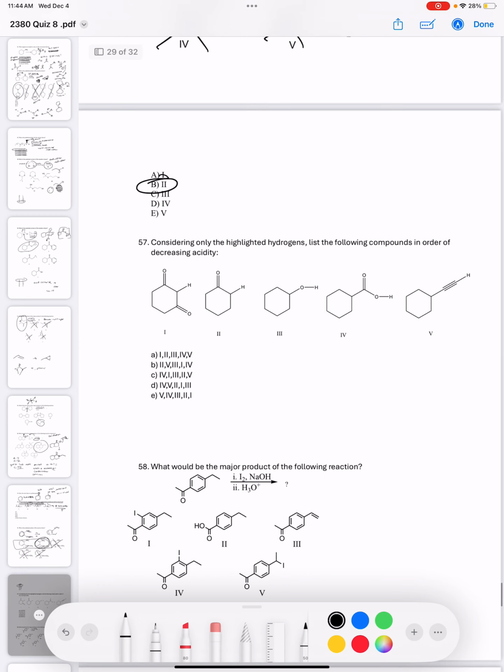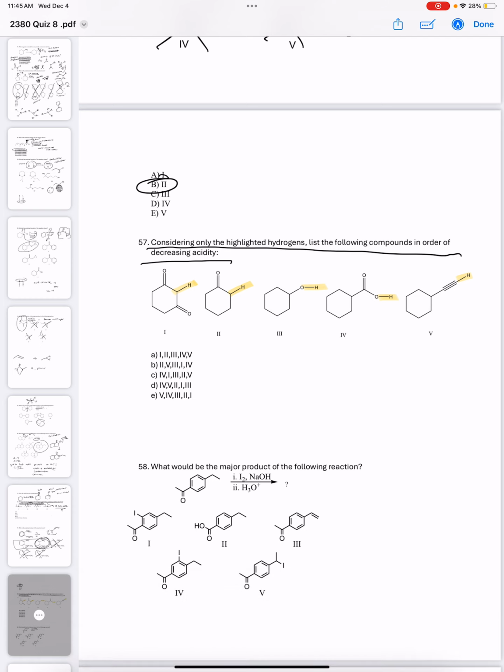Okay, next question. Considering only the highlighted hydrogens, list the following compounds in order of decreasing acidity. It says highlighted, but what it means is only the drawn-in hydrogens, like this hydrogen, this hydrogen, this hydrogen, this hydrogen, and this hydrogen. I believe you'll have a pKa table on your final. I'm pretty sure I put one in there. So that will help you some part of the way, where you can know that the pKa of this is 4 to 5.